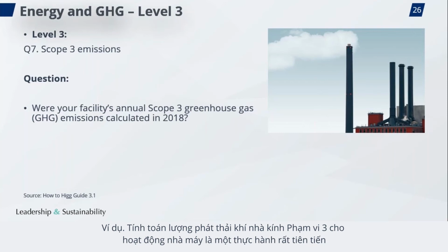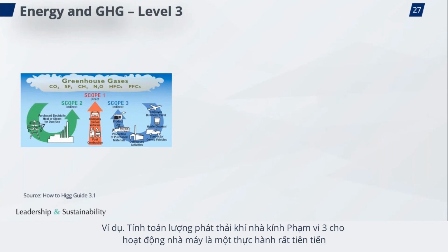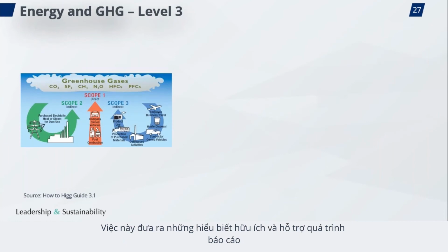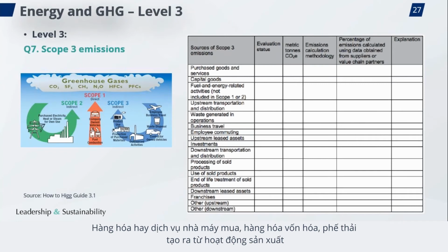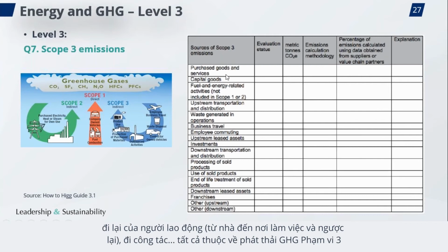And just as an example, calculating Scope 3 emissions for factory operations is a very, very advanced practice. It can provide useful insights and also support your own reporting. And here you can see an example of potential Scope 3 emissions. So in the list here, purchased goods and services, capital goods, waste generated in operations, business travel, employee commuting, etc. They all belong to Scope 3.